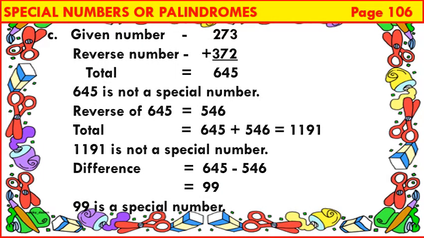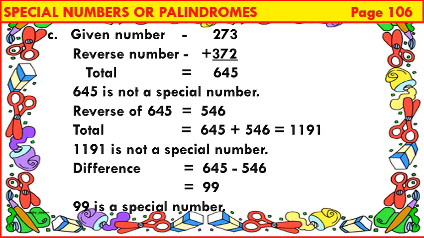Now consider the next number, that is 273. Reverse it. We get 372. Add both of them. We get the answer as 645. 645 is not a special number. So reverse it. So we get 546. Add both the numbers, 645 and 546. We get 1191. Even 1191 is not a special number.